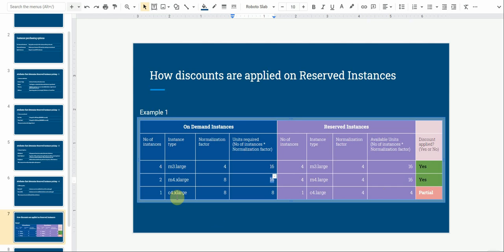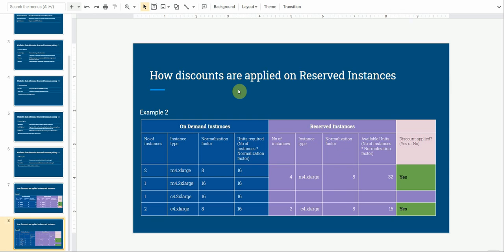Third case is C4X large. We require one instance of C4X large. So we require 8 units of C4 family. Here we have taken one instance of C4 large. Now see again, the instance type is not matched, but instance family matches. Here we have normalization factor as 4, so we have 4 available units. So out of 8, 4 units are available with us with the help of reserve instances, which is why we are getting partial discount. Let us go to the second example.